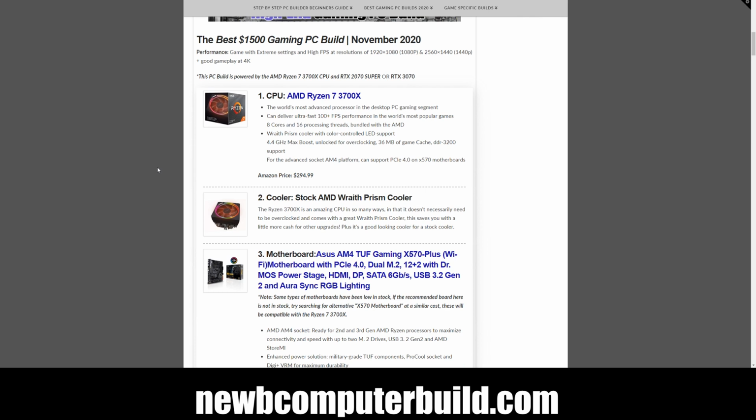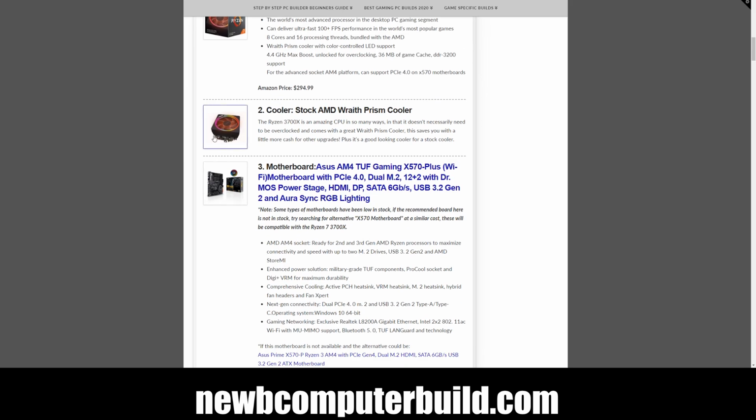Currently, this is the beginning of the month, mind you. These may change as the months go on. So the CPU we have for the $1,500 gaming PC build is the AMD Ryzen 7 3700X, gone down a little bit in price this month at $294.99. This comes with the stock AMD Wraith Prism cooler, which performs amazingly.